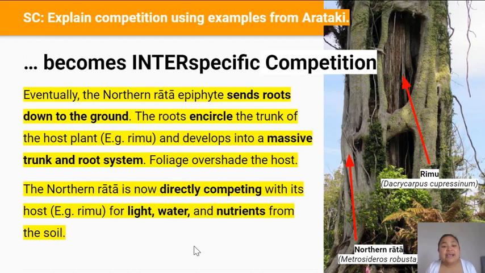But then, as the Northern Rata epiphyte grows up, it becomes an adult, it sends roots to the ground. Many roots encircle the trunk of the host plant, and it develops a massive trunk and root system. And this foliage that it creates, the leaves it creates, it can actually overshade the host. The Northern Rata is now directly competing with its host Rimu for light, water, and nutrients from the soil.